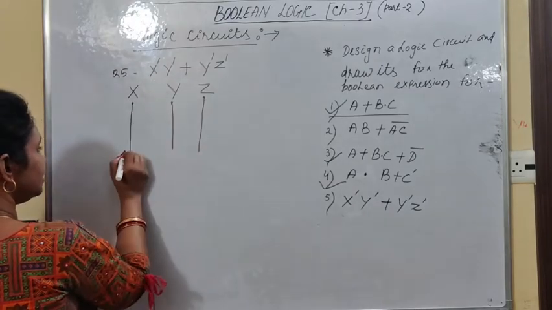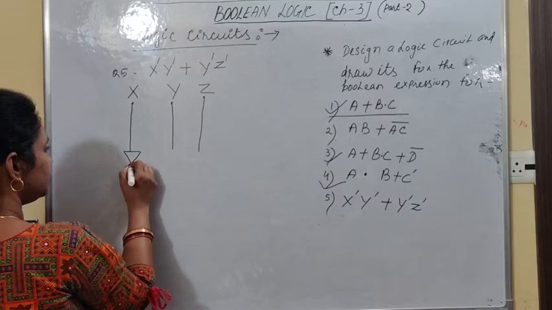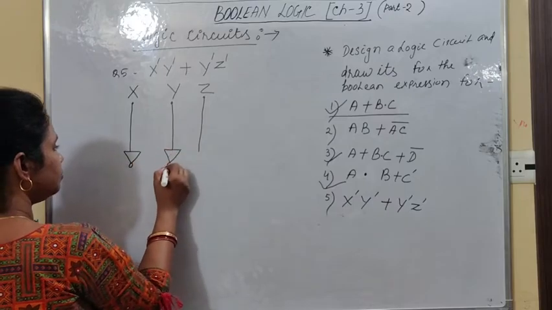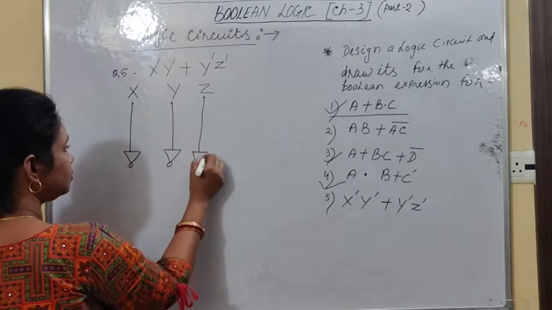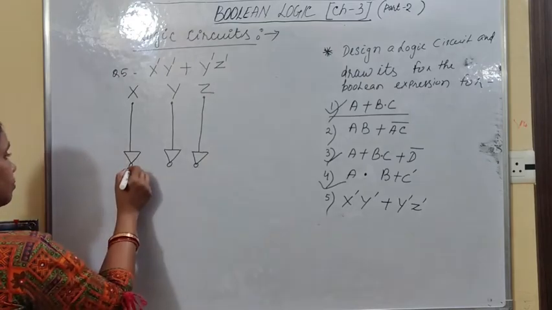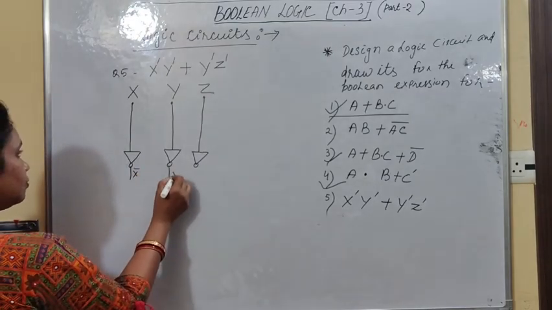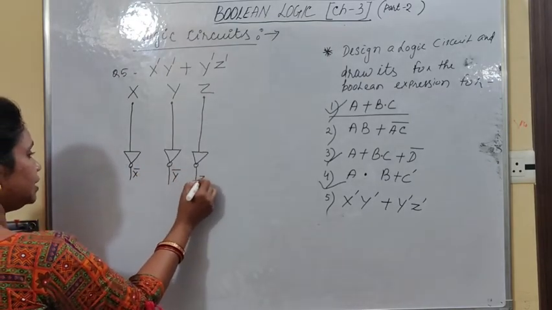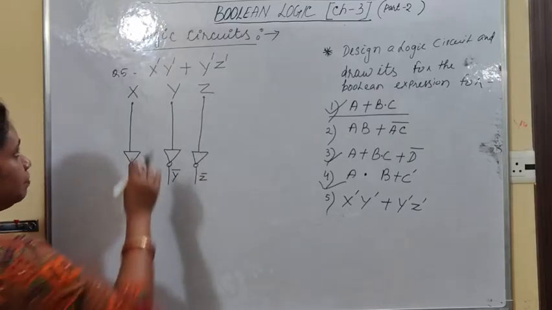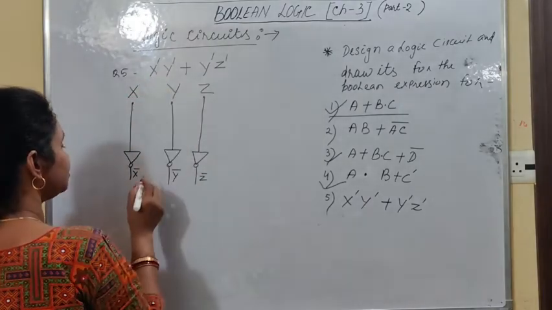Now see, X dash, that means not X. So here you can implement one NOT gate. Here also you can implement one NOT gate. And Z bar also we have. So already this is our X bar, this is our Y bar and this is our Z bar. Right students, now you have to implement the AND gate between X bar and Y bar.